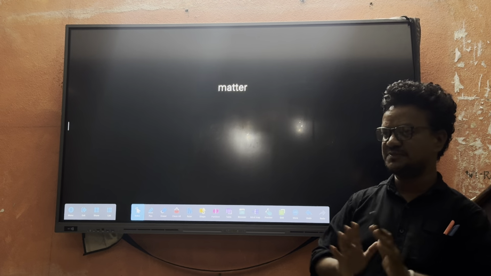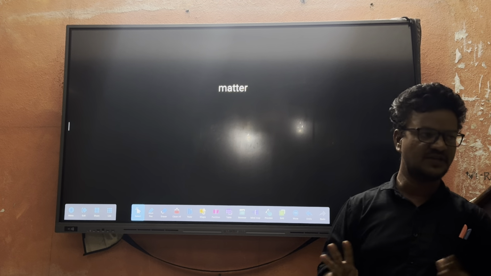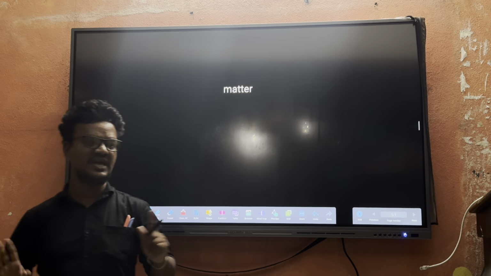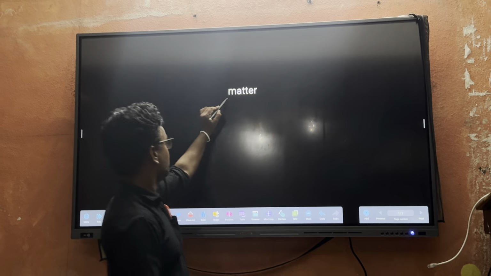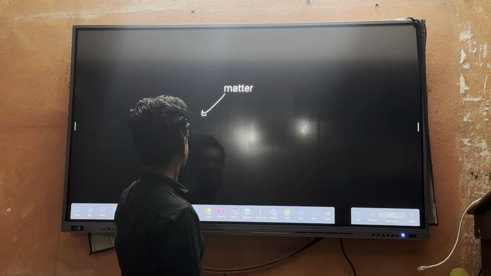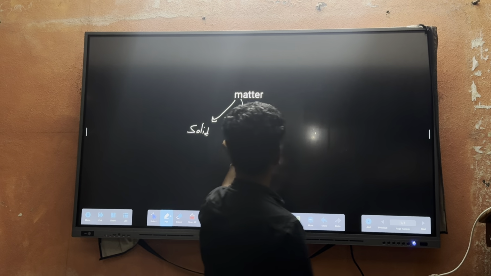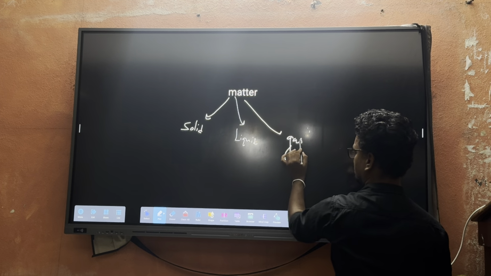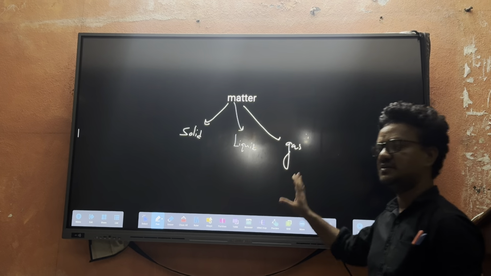Actually, matter is classified into how many types? 3 types. First one, solid. Second one, liquid. And third, gas. Now, first of all, we classify matter like this: solid, liquid, and gas. These are matter.